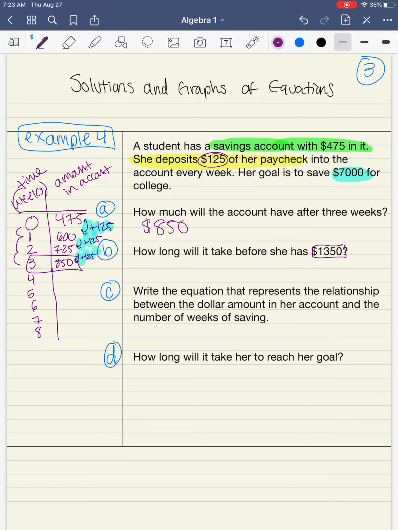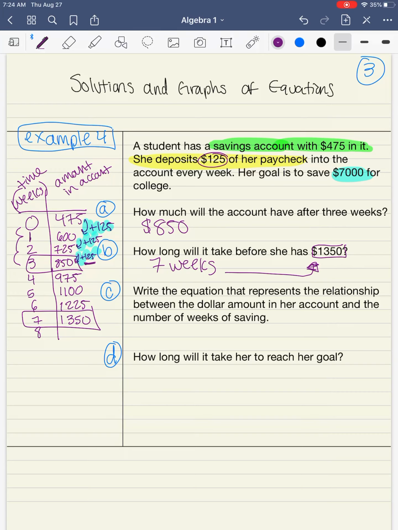All right, so let's see, after 4 weeks, so we're still continuing with this pattern of adding 125, she would be at $975, and then she would be at $1,100, and then she would be at $1,250. Oh, excuse me, that's a mistake. $1,225, and then she would be at $1,350. Oh, so after 7 weeks, she reaches that dollar amount.